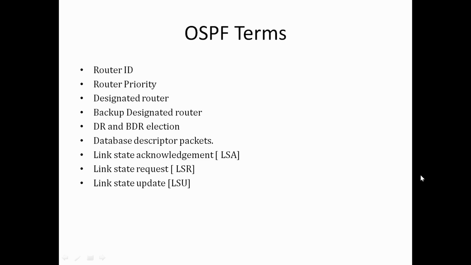With respect to the DR selection, the election uses hello packets. Each router sends the DR elected by itself in a hello packet to all other routers. If two routers on the network declare themselves as a DR, the router with the higher router priority wins. If router priorities are the same, the router with the highest router ID wins. And with respect to database descriptor packets, link state acknowledgement, link state request, and link state update, we'll be seeing them in the upcoming slides.